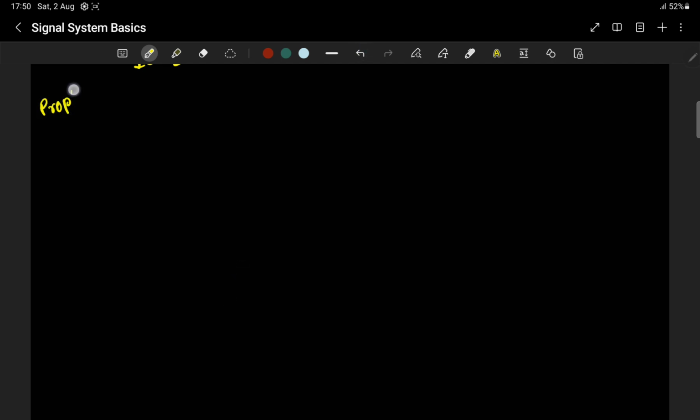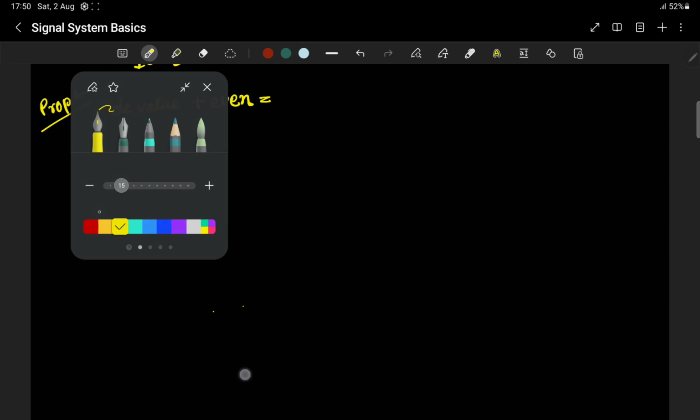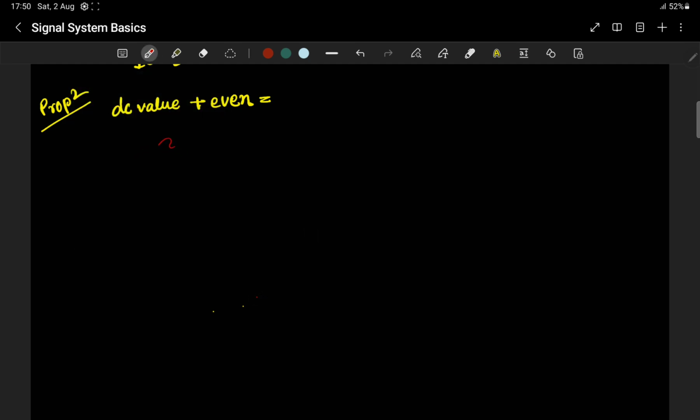Property 2. What is the next property? Here the DC value was even. So let me take the DC value again for you. The DC value is going to be even, plus I am adding an even signal with it. Even. So what does it give me? For example, let's say here it is 10, right? The DC value was 10.